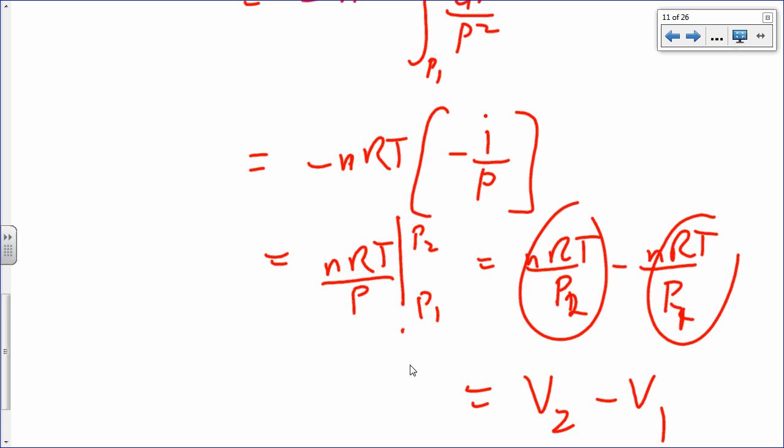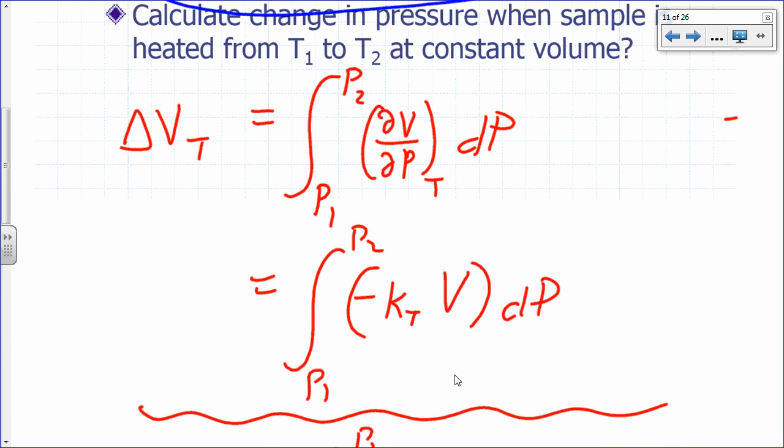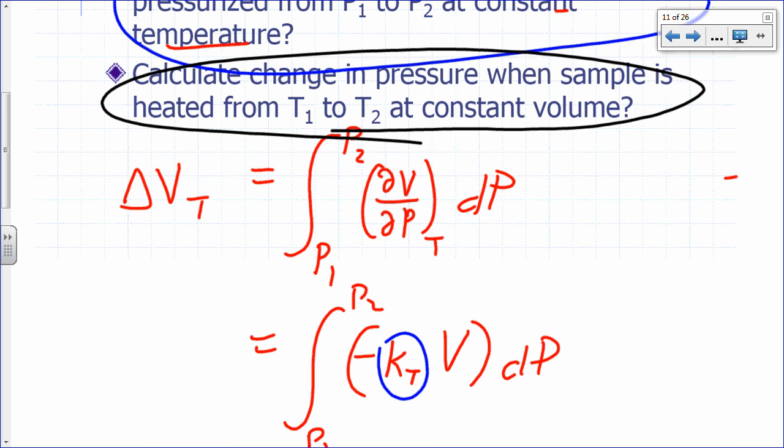But the nice thing about knowing how to solve these things in terms of partial derivatives is if you're not dealing with an ideal gas, or even if you're not dealing with a gas, if you have a way of finding out what kappa is, then you can solve for that. How about this last question right here? Change in pressure when the sample is heated from T1 to T2 at constant volume.